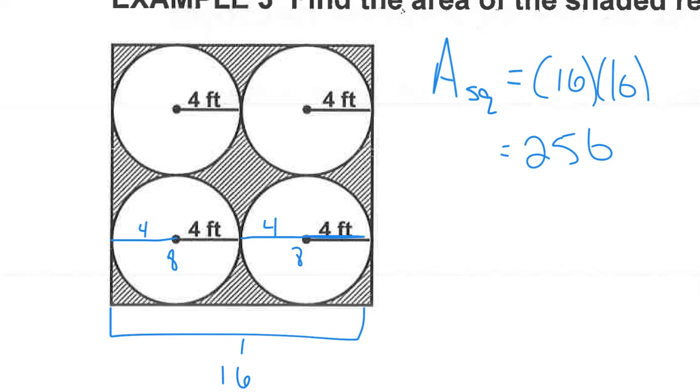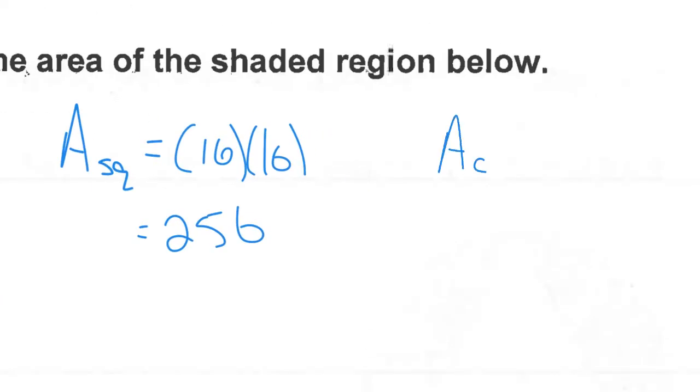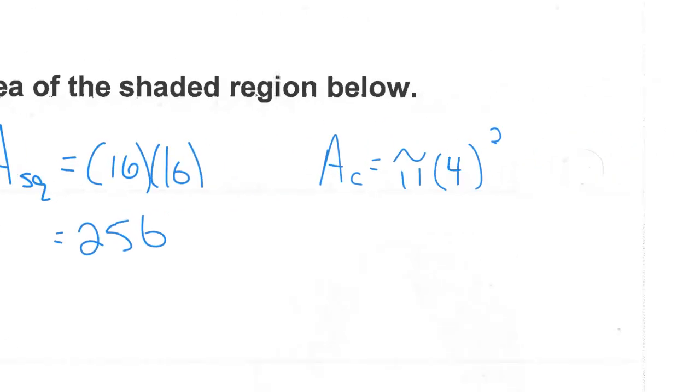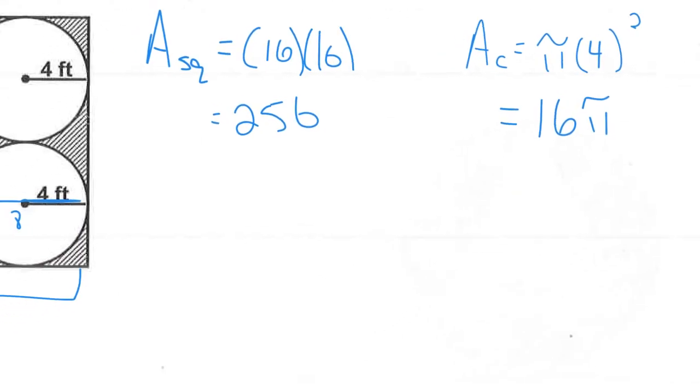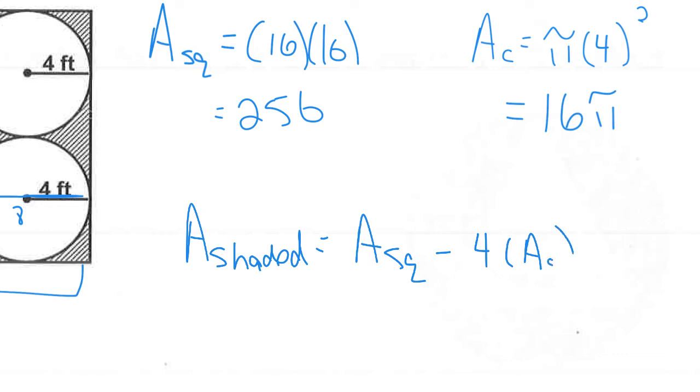Now, I have 4 circles, but I'm just going to find the area of one, and then I'm going to multiply it by 4. So the area of the circle is pi times r squared. Well, they gave us the radius. It's 4, so we have 16 pi. Now, I think we can go ahead and find our answer. So if we do the area of the shaded, I can say that's the area of the square, the outside, minus 4 times the area of the circles.